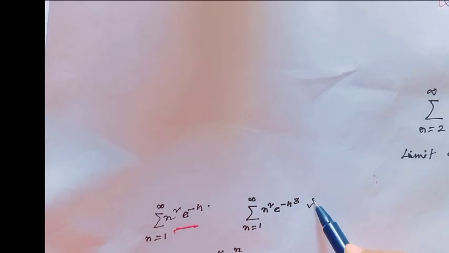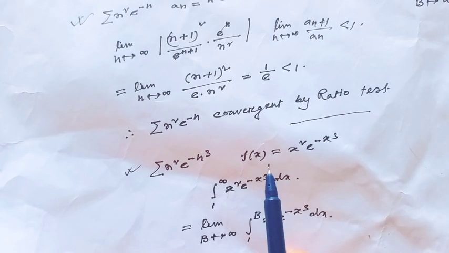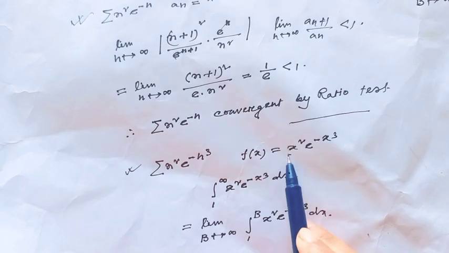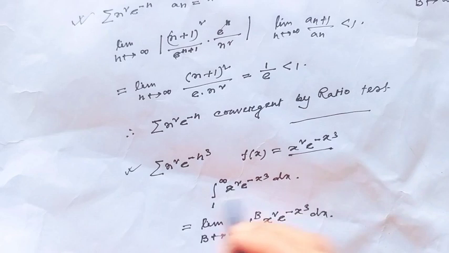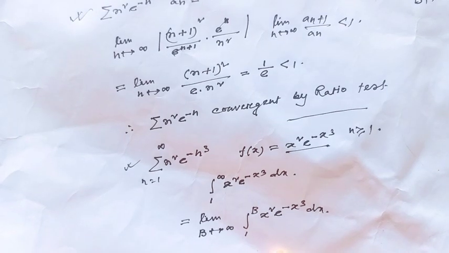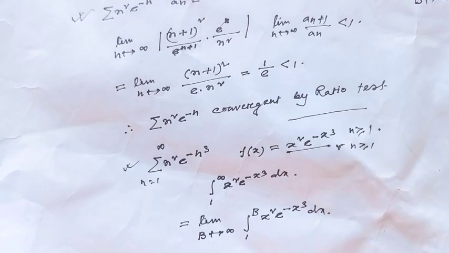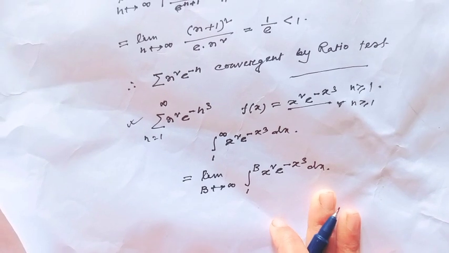But the second series is series n square e to the power minus n cube. Here we cannot apply the ratio test, so I will use the integral test for series. Here we can apply the integral test because f(x) equals this, and this is positive for all n greater than or equal to 1. Also, this is a continuous function and decreasing for all n greater than or equal to 1. Therefore, we can apply the integral test of series.